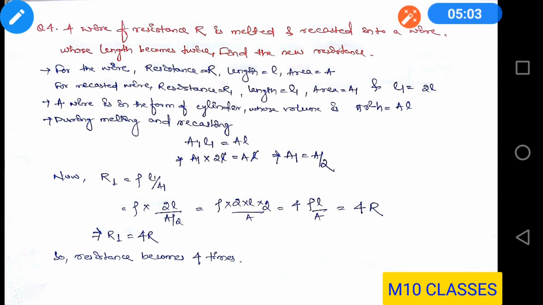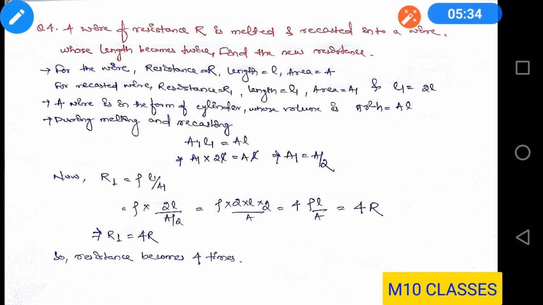Coming to the fourth question, and this is a good and important question. A wire of resistance R is melted and recast into a wire whose length becomes twice. Find the new resistance. As in the previous question, let the resistance be R, length L and area A. For the new recast wire, let the resistance be R1, length L1 and area A1.